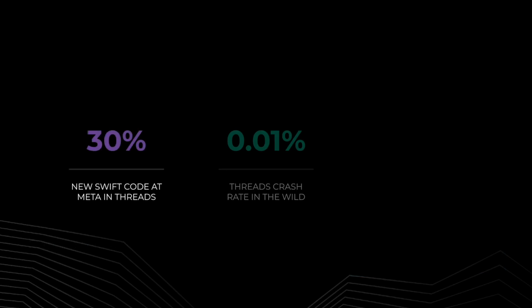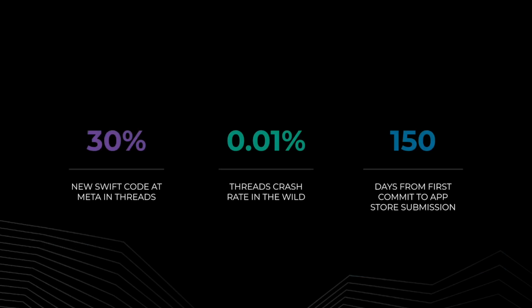Just to kind of look back on the journey, our first iOS Threads commit was in late January. We submitted the version that would go live to the App Store in late June, exactly 150 days later. In that time, 30% of the Swift code written at Meta was in the Threads codebase. And that crash rate is not a typo. Most of our crashes were from iOS 17 changes that we couldn't easily accommodate.